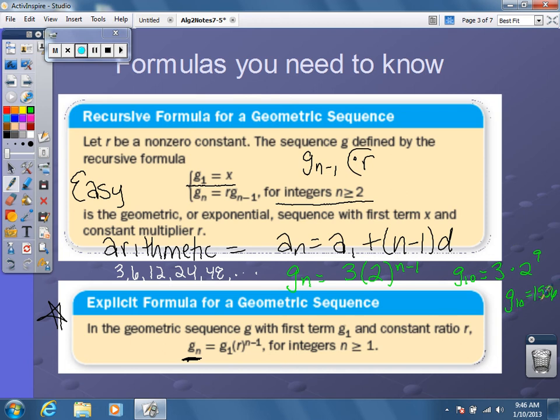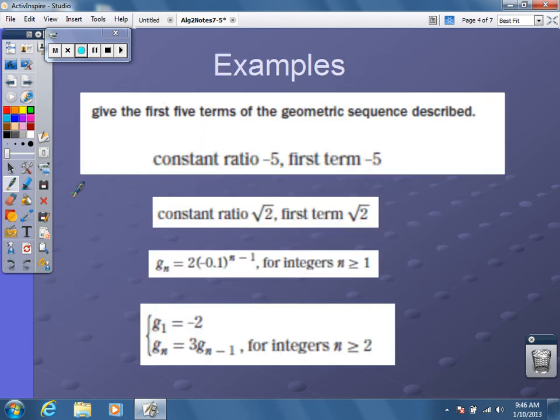This is also nice if you remember explicit formulas. You can type right into your calculator and you can generate a table of values, which is very helpful. So let's look at some of these. Let's go ahead and write down the formula. G sub n is g sub 1 times r to the n minus 1. Give the first terms of the geometric sequence described.